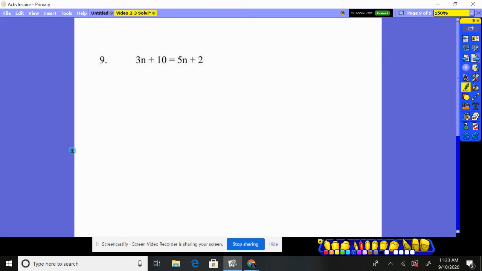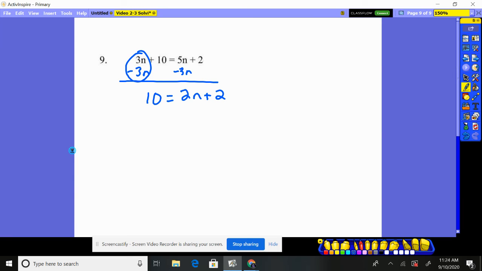Number 9, 3n plus 10 equals 5n plus 2. Let's move the variable. Who's easier to move, 5n's or 3n's? 3n's is. So I'm going to subtract 3n's from both sides of the equation. Goes away. 0 plus 10 is 10. 5n minus 3n is 2n plus the number 2.